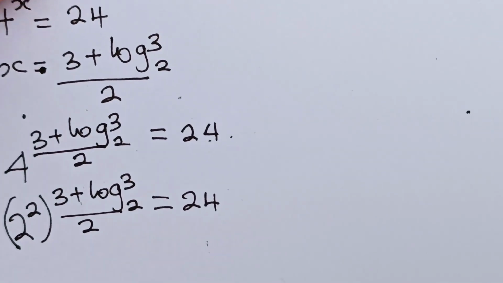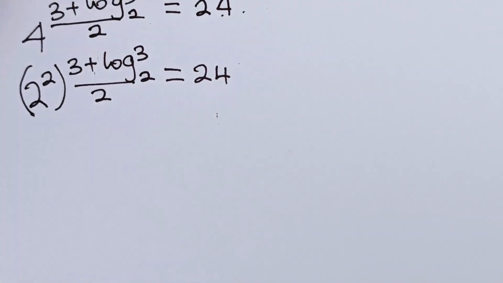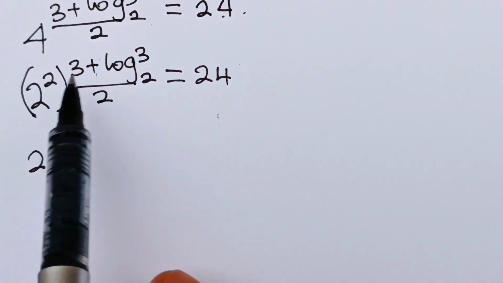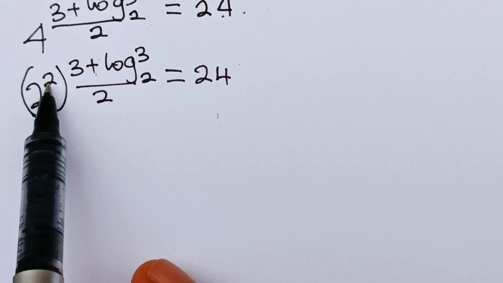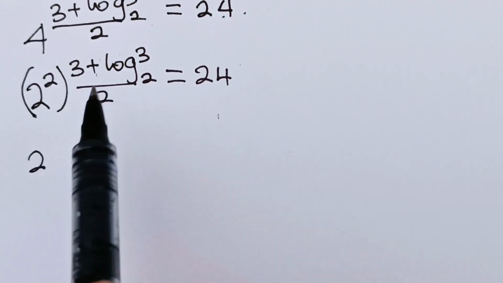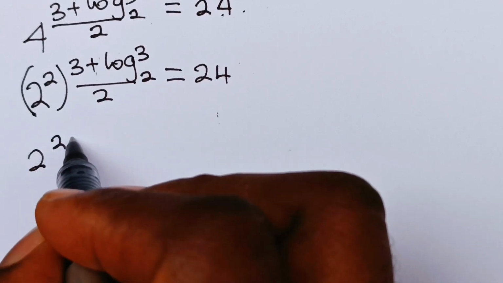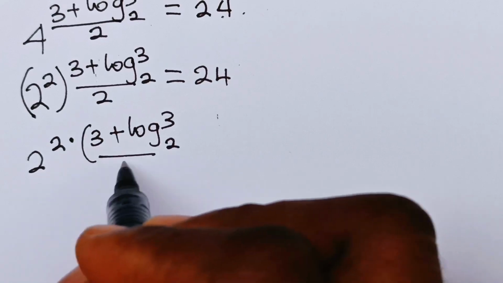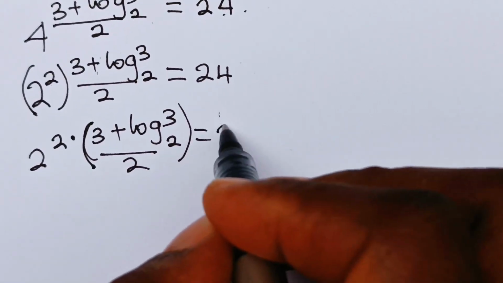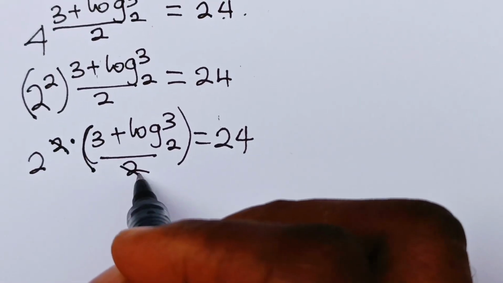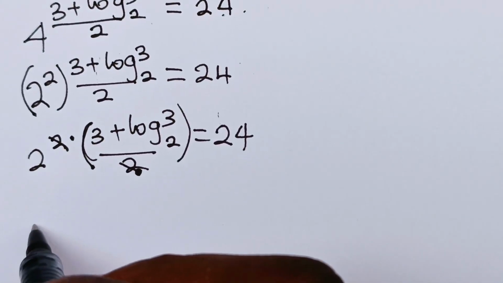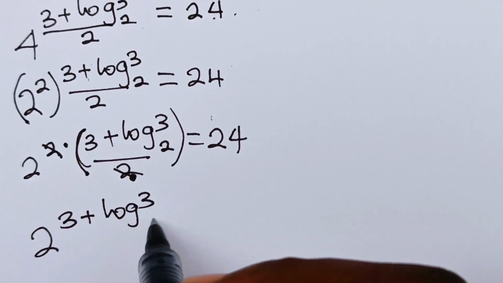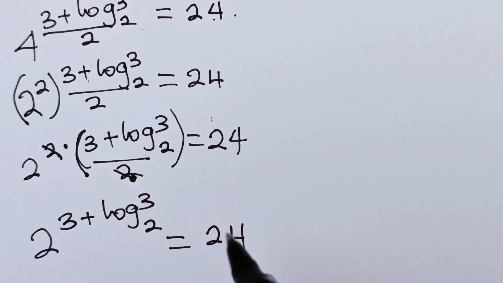Now when you have more than one power on a base, you can multiply the two powers together. So what we have here is 2 to the power of 2 multiplied by 3 plus log 3 base 2 divided by 2, is equal to 24. Now this will cancel this, so we now have 2 to the power of 3 plus log 3 base 2 is equal to 24.